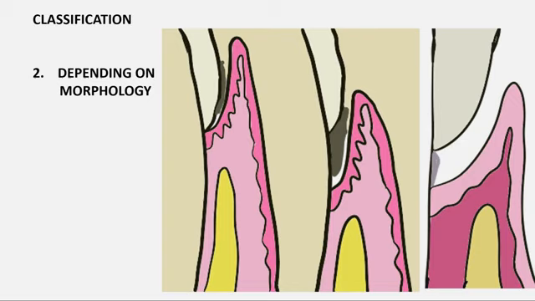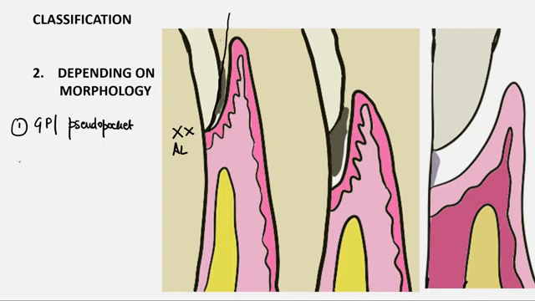Next, let's classify it depending upon the morphology. We have a category of gingival pockets, also called the pseudo pocket. Here there is no attachment loss present. There is only enlargement of the gingiva such that if we place a periodontal probe, then it will give us a marking of more than 3 mm.